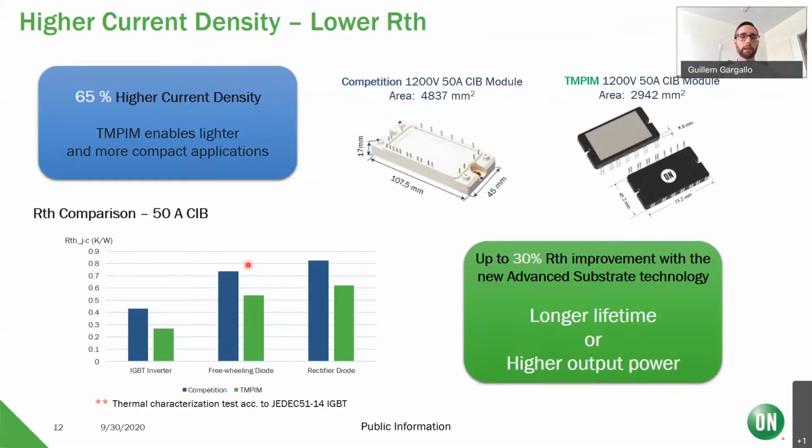So if you are satisfied with the current lifetime of your product, this is okay. With the transfer molded PIM, you can keep that lifetime but increase the output power, which at the end we can fit up to 65% higher current density, not only because of better RTH, it's also due to the smaller footprint. As you can see here, the transfer molded PIM is significantly smaller than a base plate package from standard industrial packages in the market.